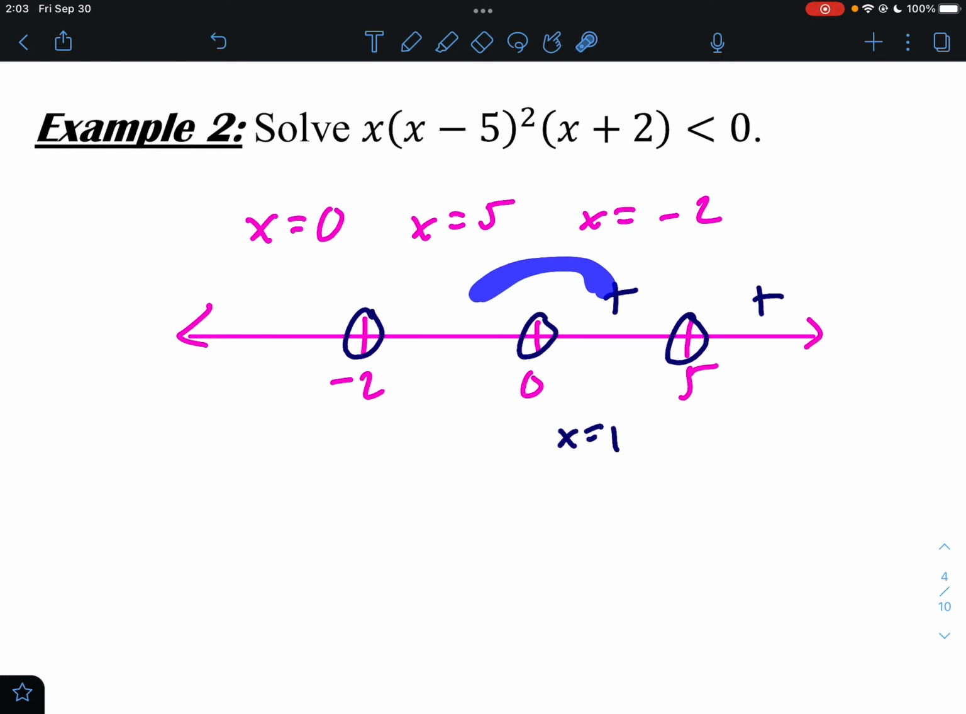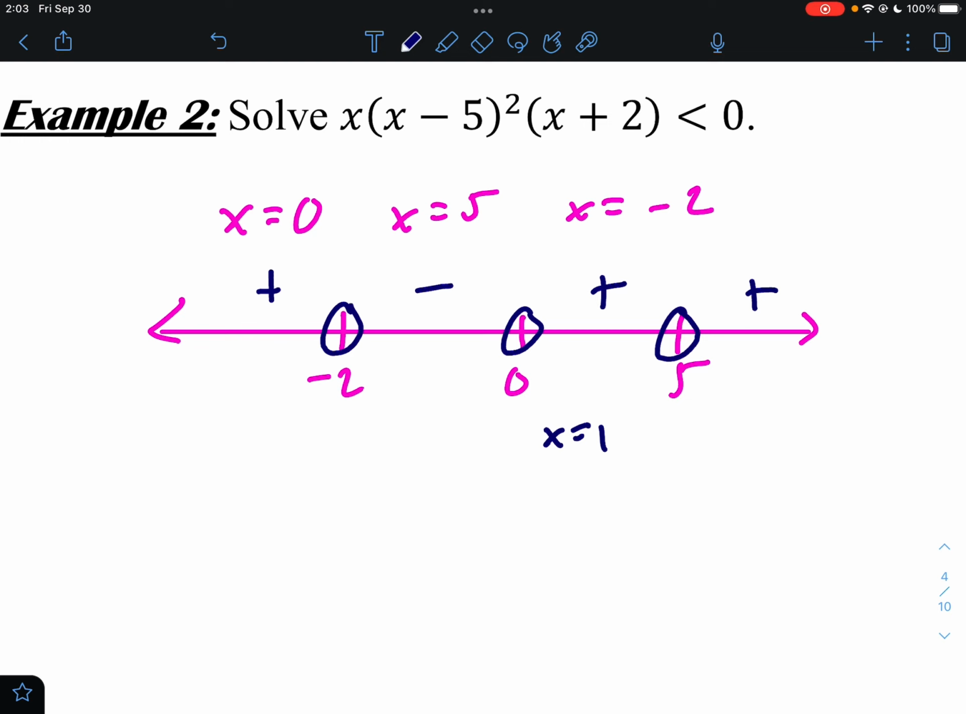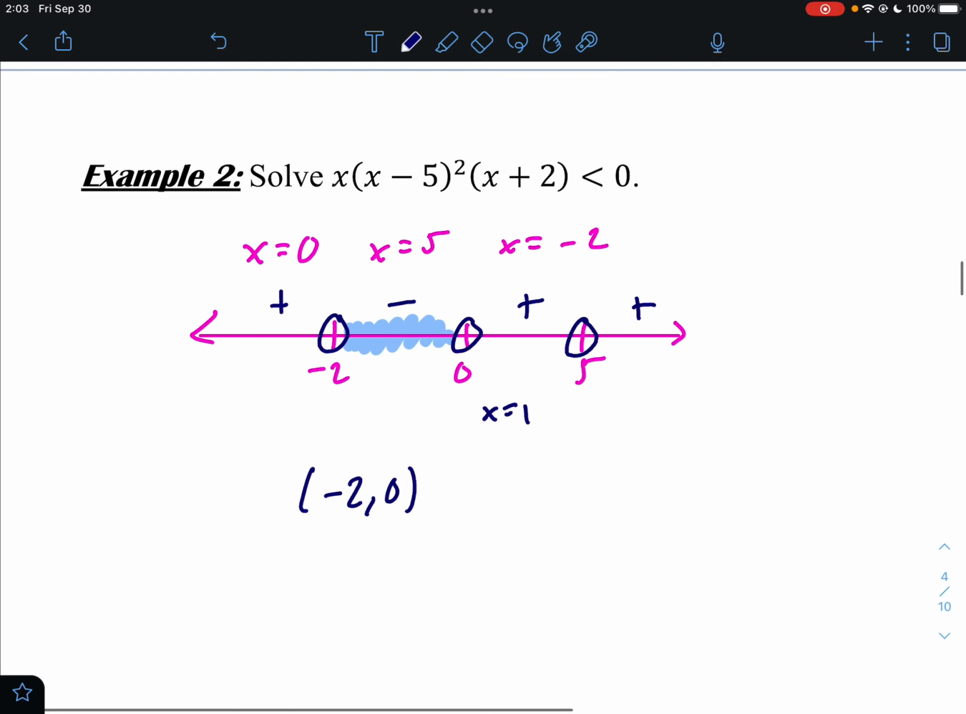As I cross over 0, 0 comes from here, which is an odd multiplicity, so I do change the sign. As I cross over here, -2 comes from here, which is an odd multiplicity, so I do change the sign. So my answer is simply where it is less than 0, which is right here. So our answer is -2 to 0, or in inequality notation, -2 is less than x is less than 0.